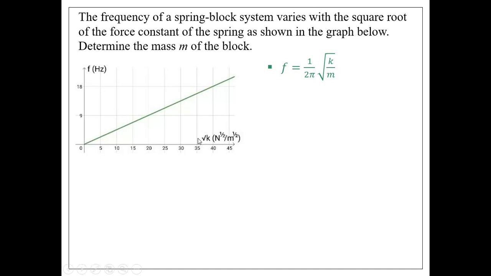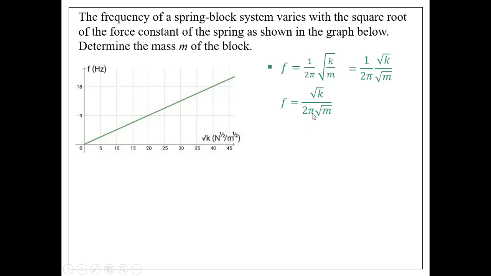So here, radical k is on the horizontal axis. I'm trying to find m, so I'm just going to use the same strategy here. I'm going to break radical k over m into two terms. It'll be radical k over radical m, and then from there I can simplify the numerator. Well, 1 times radical k is just radical k. On the bottom it's just 2 pi times radical m.